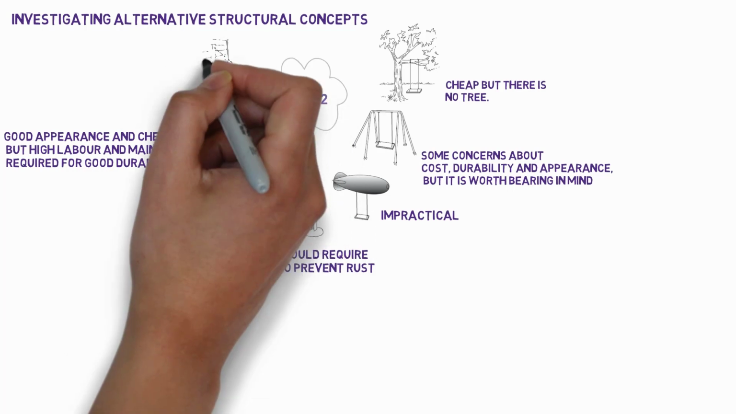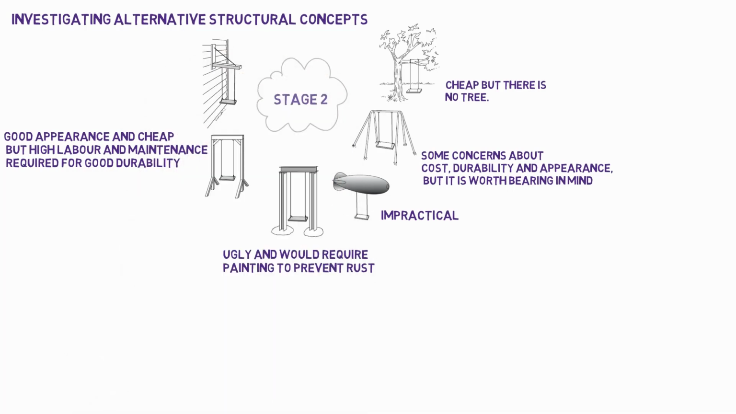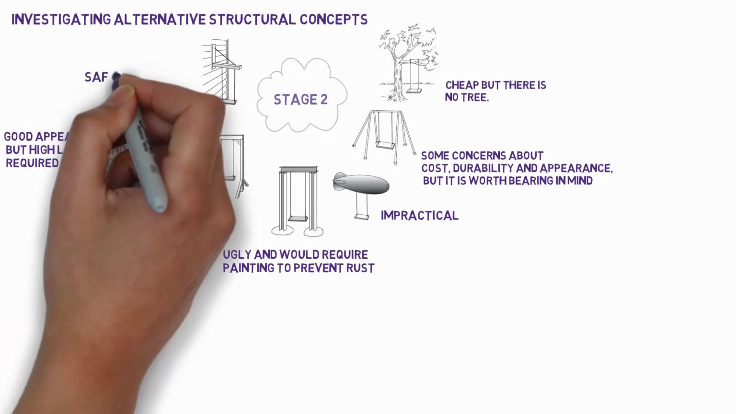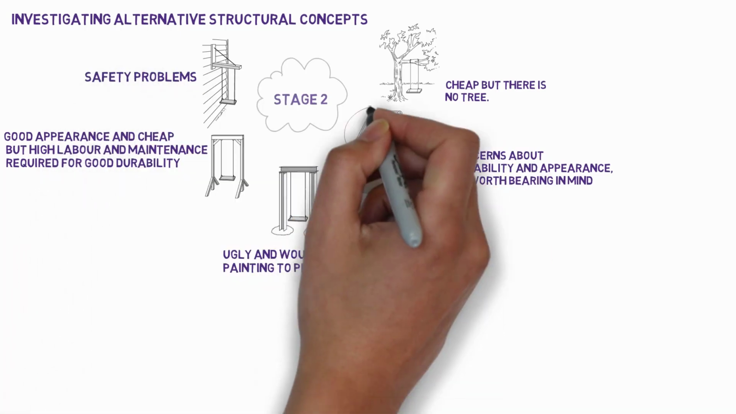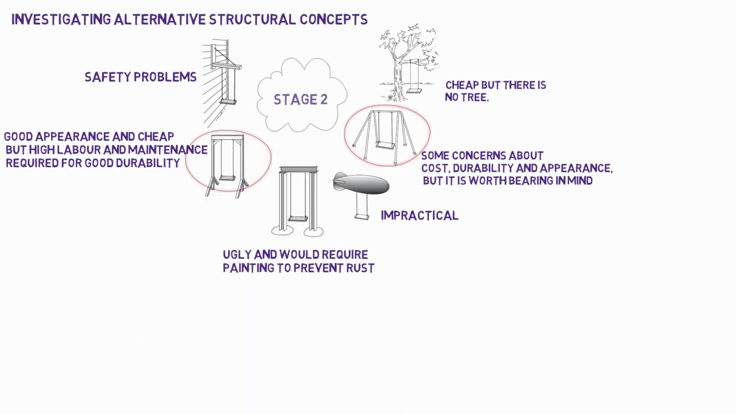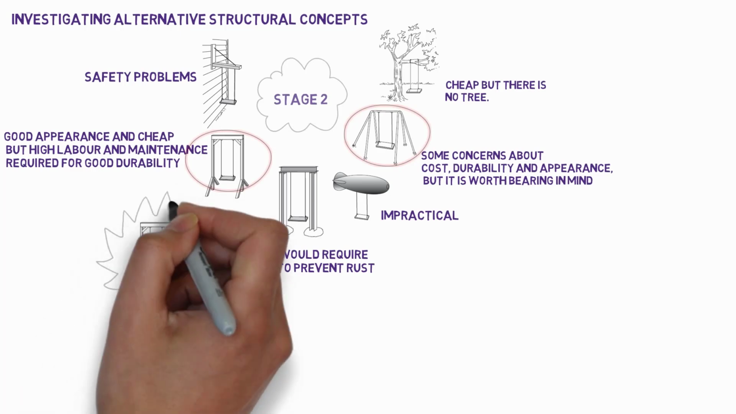Timber and steel bracket fixed to wall. Unless it is possible to fix the swing away from the corner of the wall, there will be safety problems. The choice therefore comes down to either a tubular steel frame, or timber frame with concrete foundations. We will assume that after due investigation of available products, the decision is made to go for the timber frame.